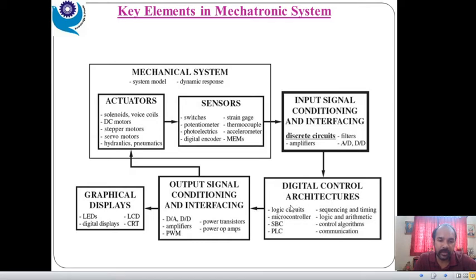There is a block, digital control architecture, that is logic circuits, microcontroller, SBC, PLC, etc. It requires a minimum of 5 volt, that is TTL, transistor logic. The output of this microcontroller is again very small, that is 5 volt, and the output current is also very small.